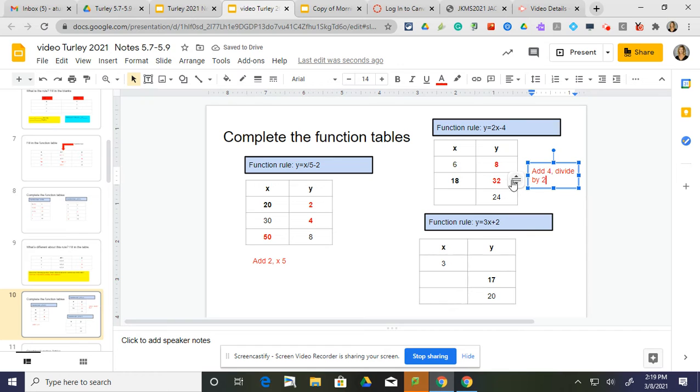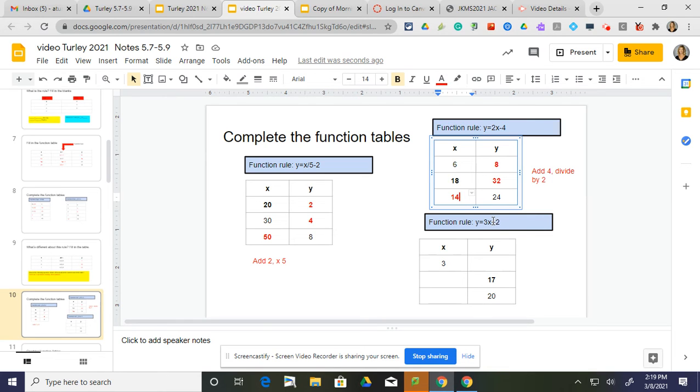Okay, so if we have 24, we would add 4 to get 28, and then 28 divided by 2 would be 14. Okay, so let's check it. 2 times 14 is 28, and 28 minus 4 is 24.